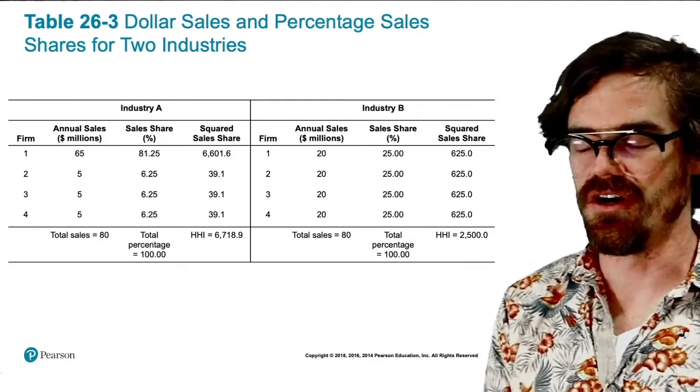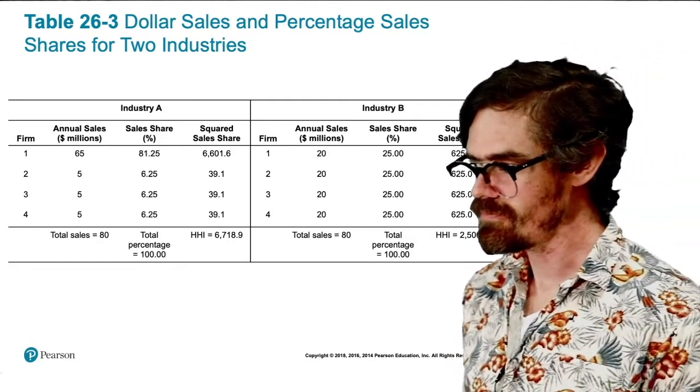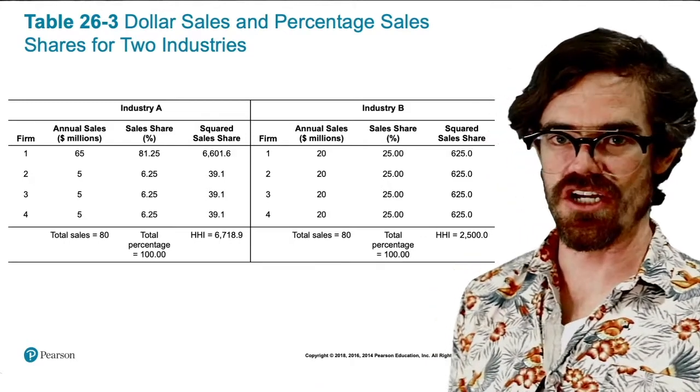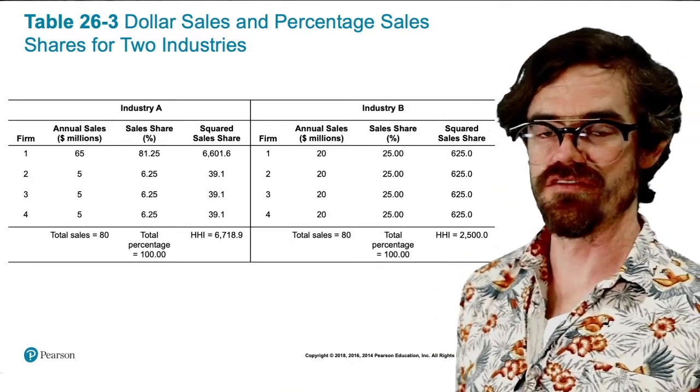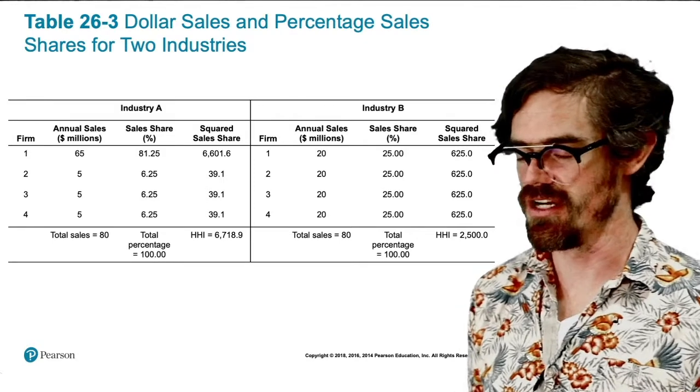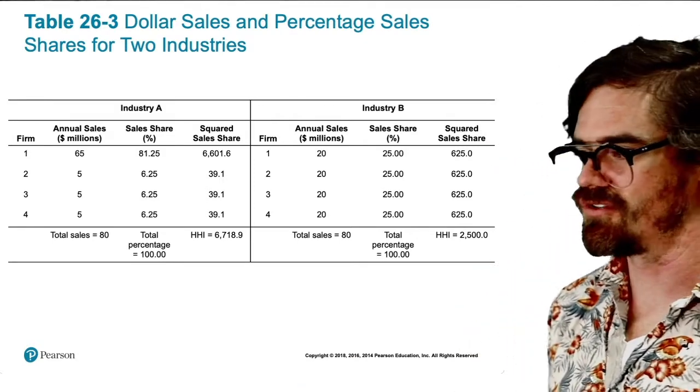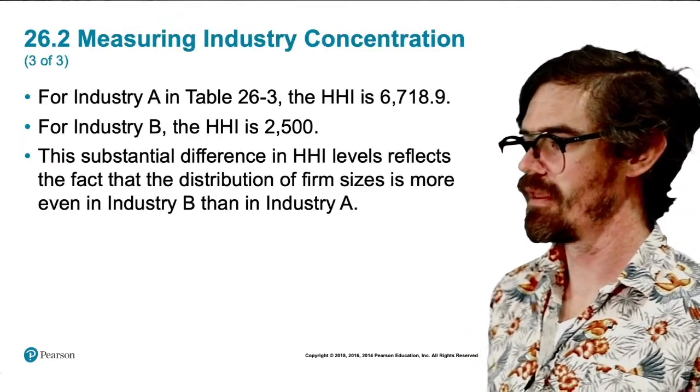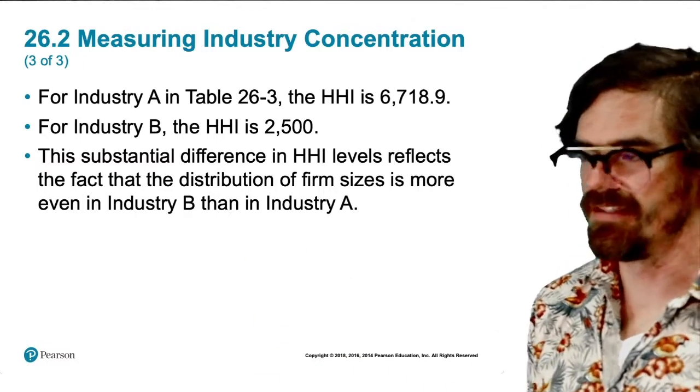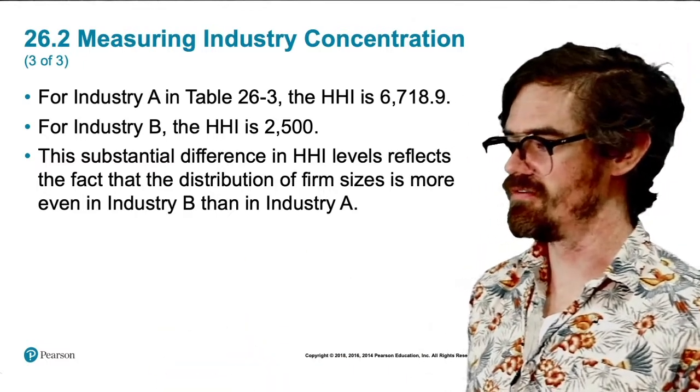So that's what you need to know. You just need to know basically that the HHI is a slightly better measure of industry concentration than just the plain old concentration ratio. Right, and then this is just a summary of what I just said, right?